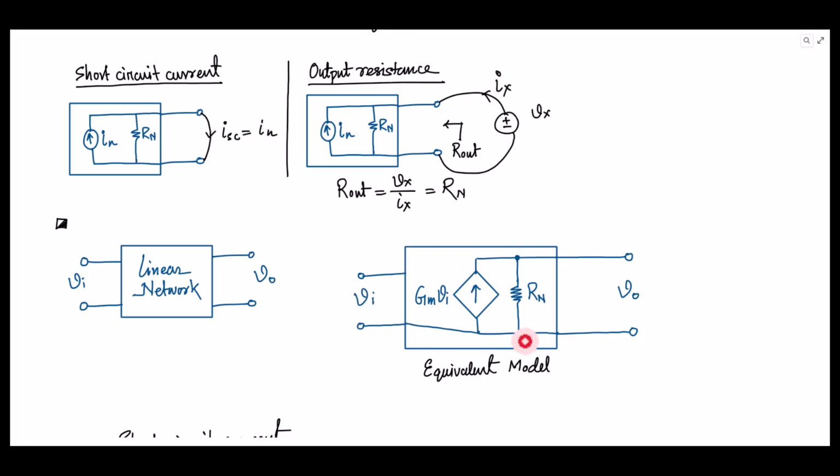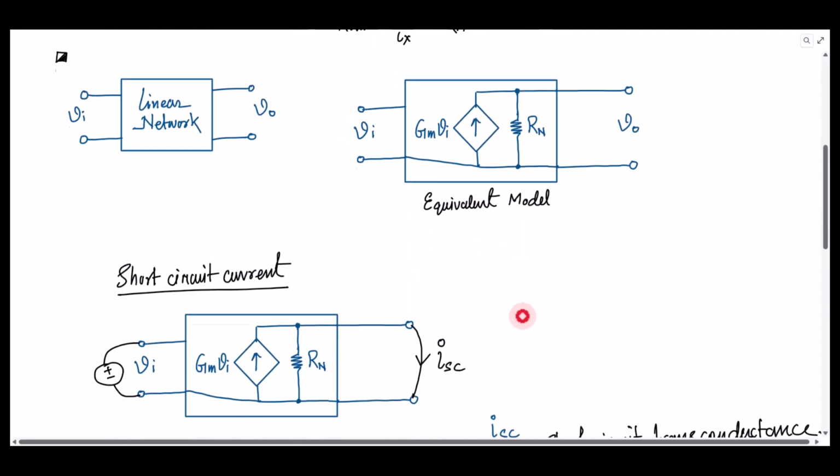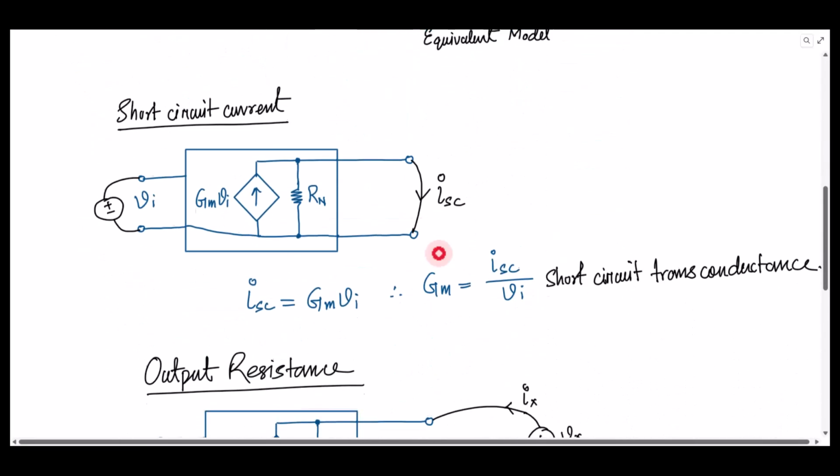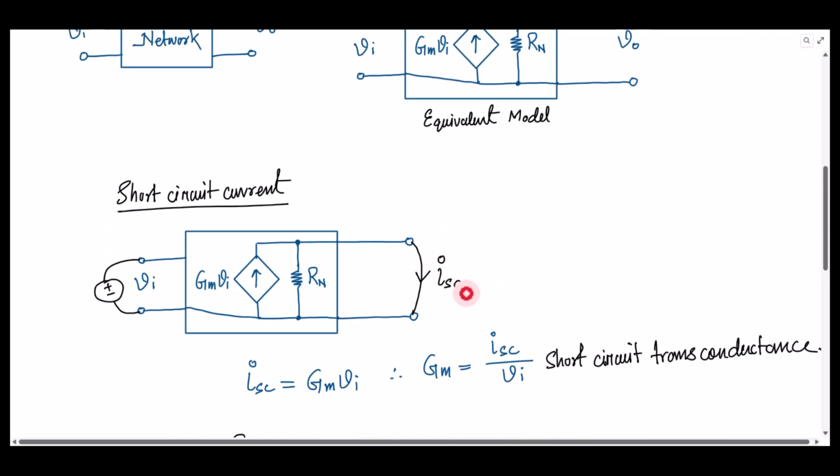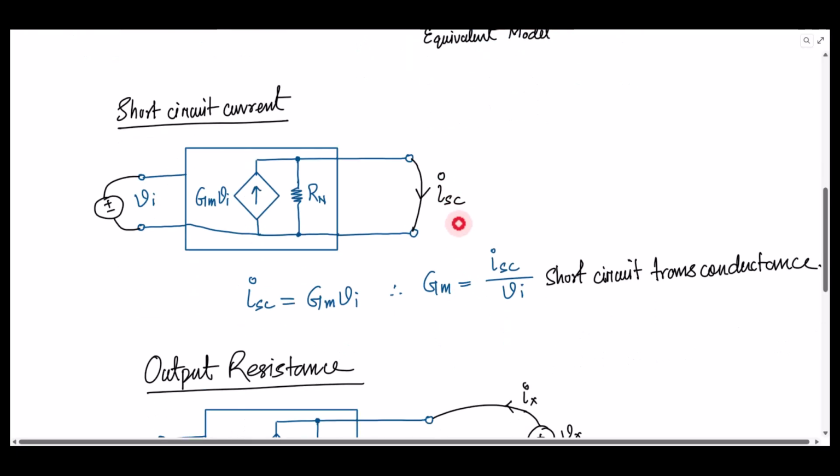Now, for this network, you can also find the short circuit current. You just need to short the output and see what exactly ISC is. You can write the equation for ISC as Gm times the input voltage, correct? From here you can calculate the capital GM, which is called the short circuit transconductance.